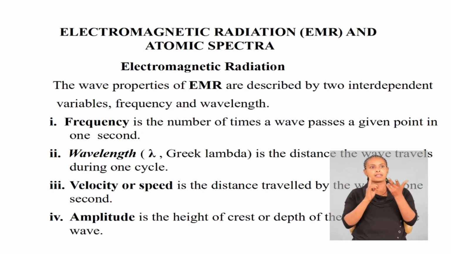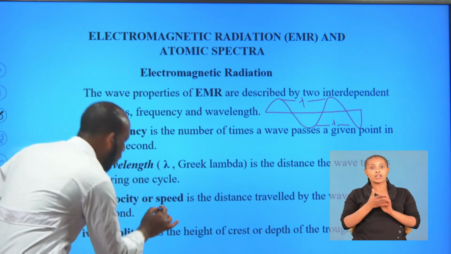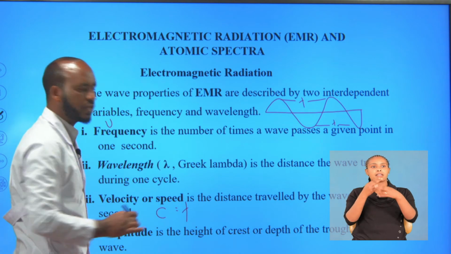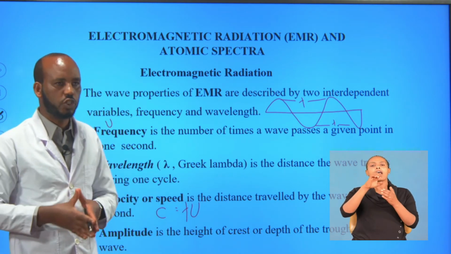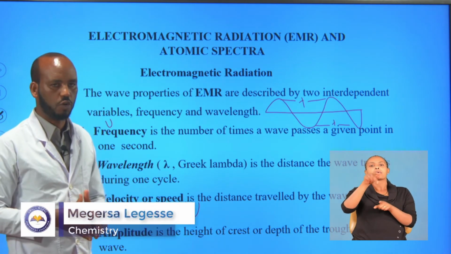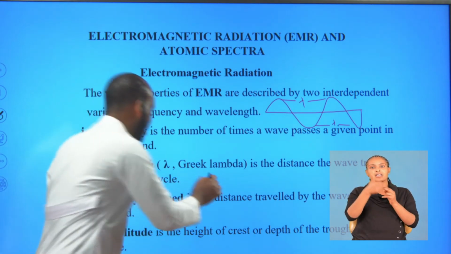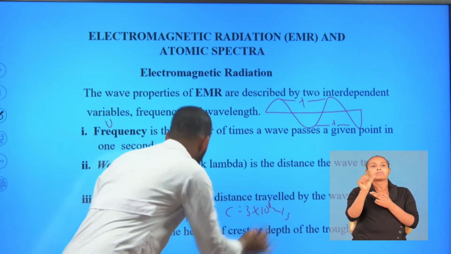Velocity or speed is the distance traveled by the wave in 1 second. Velocity or speed of the wave, C, equals wavelength of the wave times frequency of the wave. Note that all electromagnetic radiations travel with the same speed in a vacuum, which is 3 times 10 to the power of 8 meters per second. Speed of light, C, is 3 times 10 to the power of 8 meters per second.